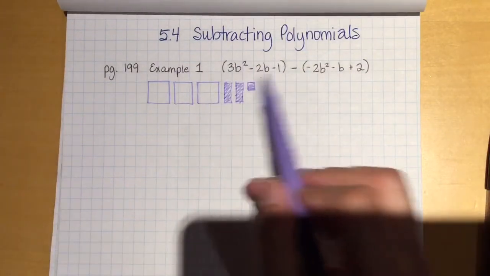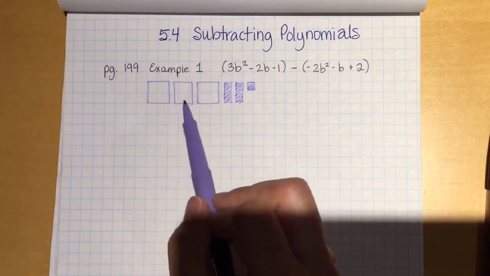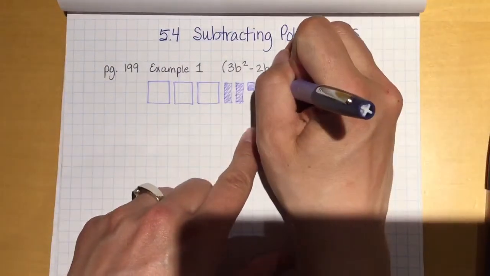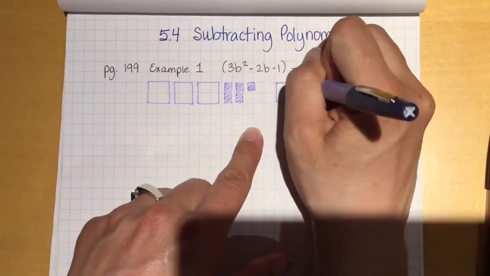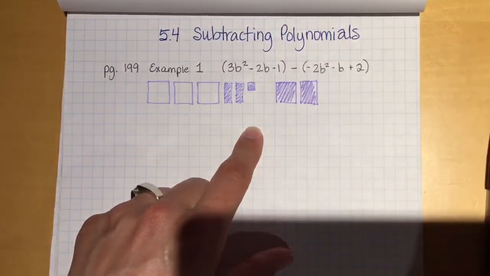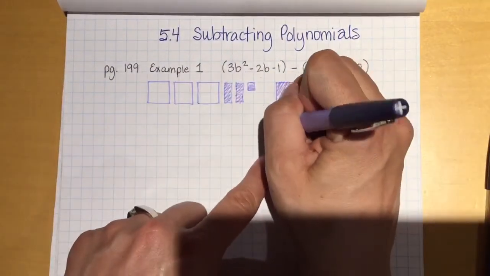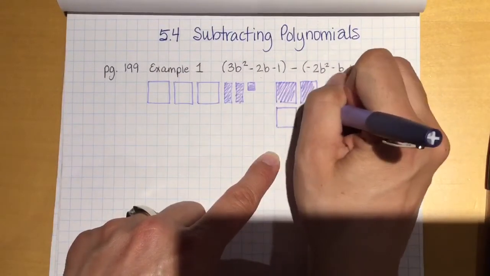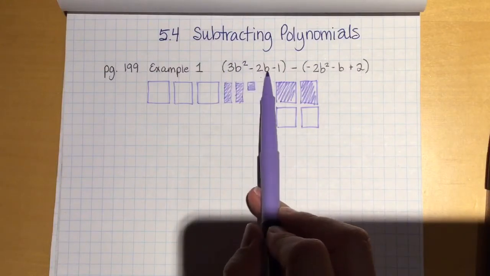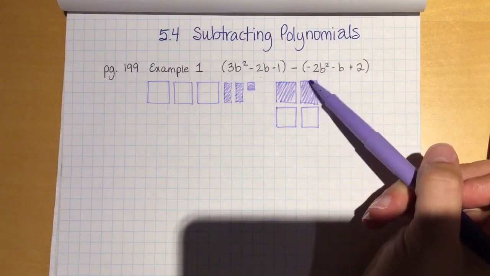Now from this I want to take away negative 2b squares, but I don't have any negatives. So this is where those zero pairs come in handy. I'm going to draw two negative b squares. But if I do this, this changes the whole polynomial, so I'm going to make it a zero pair. Now what I have right here is still 3b squared minus 2b minus 1, but I'm going to be able to subtract minus 2b squared.